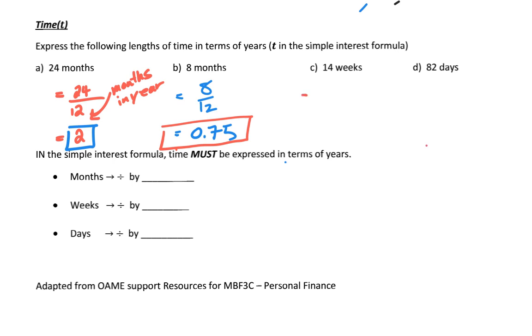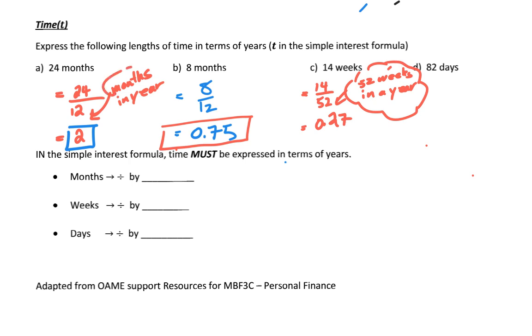We can do the same thing for weeks. So when we have 14 weeks, we have to divide by a total of 52 weeks because 52 weeks are in a year. Punch that in your calculator and you end up with 0.27. Now, let's just quickly put a reminder here. The reason why we divided by 52 weeks is because there are 52 weeks in 1 year. Now, the next question we need to think about is what happens when we have a certain number of days.